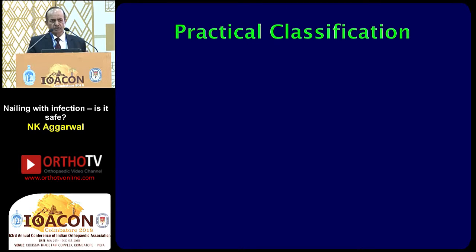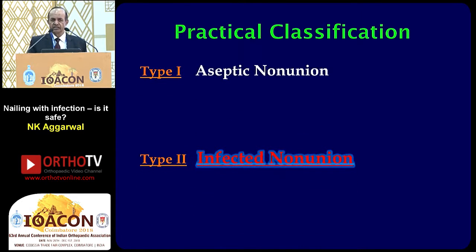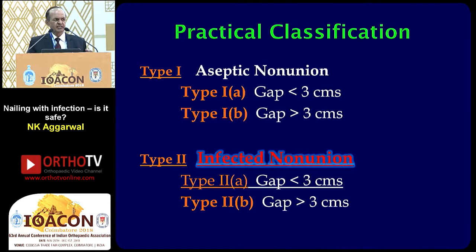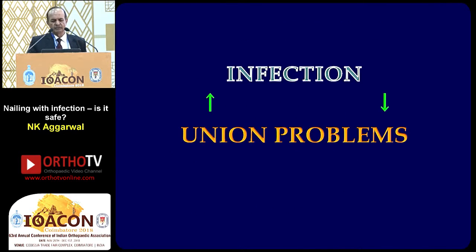Infected non-unions have been classified in many ways, but we classify them from a practical treating approach. Either it is aseptic or infected, and in both cases it is either with a manageable gap, or an extra gap, more than 1 inch or more than 3 centimeters, where the treatment modalities would differ. So that is our practical way of classifying.